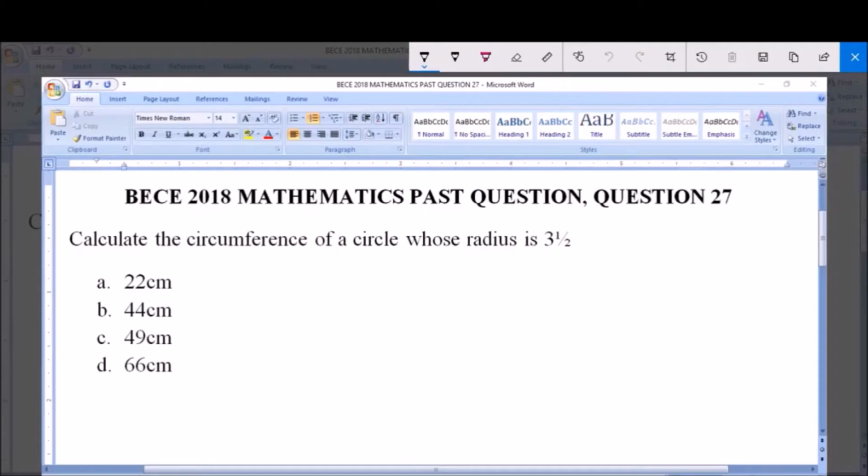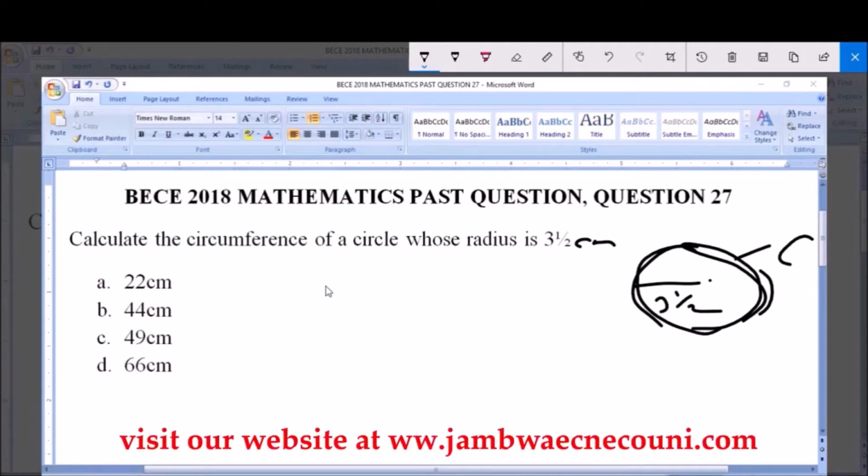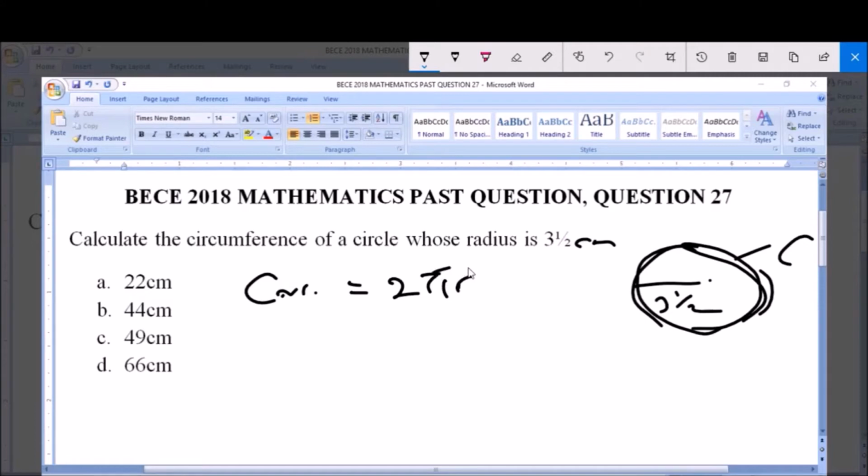So we have to calculate the circumference of a circle with radius 3.5 cm. Now we have a circle like this. This is a circle, and then the radius of the circle is given to be what? 3.5. Now I have to find the circumference of the circle. Now circumference of a circle is given as 2 pi r. That is 2 multiplied by pi multiplied by the radius of the circle. And pi is equal to 22 over 7, and r, which is our radius, is given to us as what? 3 whole number 1 over 2.